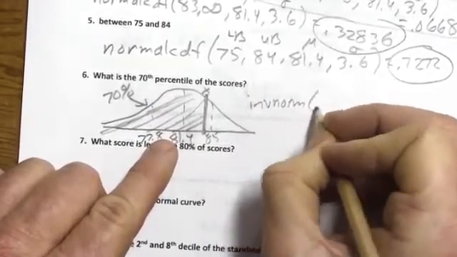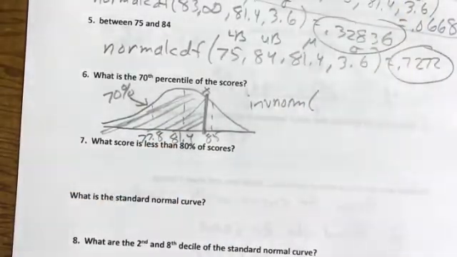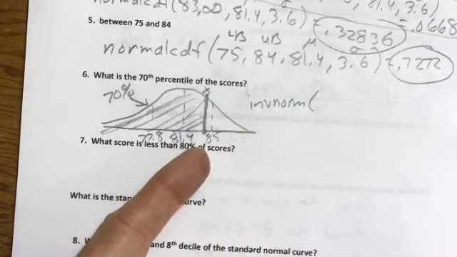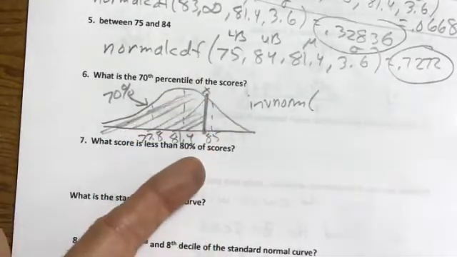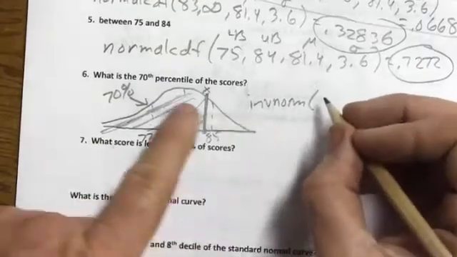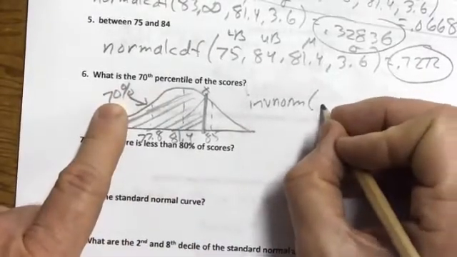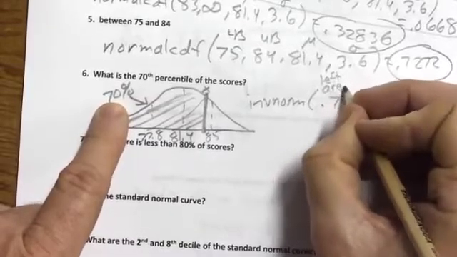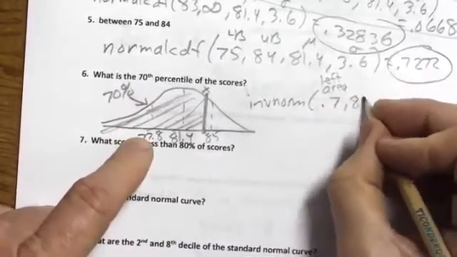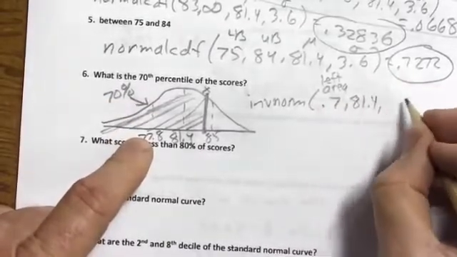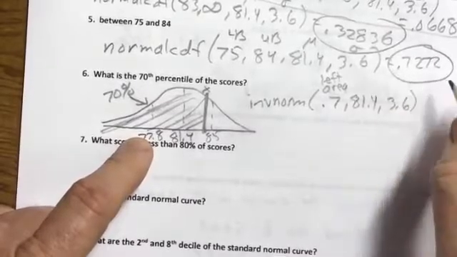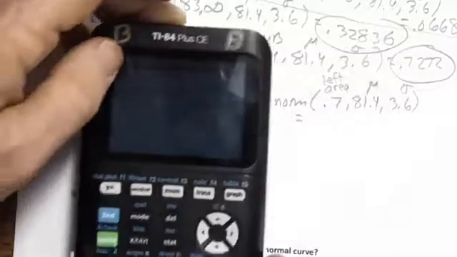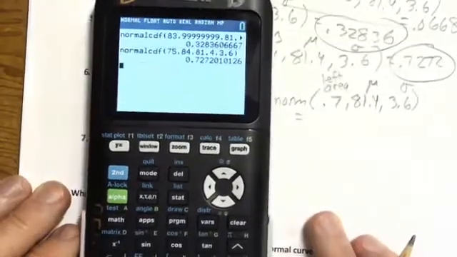It's easy to get inverse norm and normal CDF mixed up. But if you thought to do normal CDF here, what would you enter for your upper and lower bound? You wouldn't know what your upper bound was, so it wouldn't work. So we do inverse norm. Our area, we put in decimal form, 0.7, and we label this as our left area. Then you put the mean and standard deviation, 81.4 and 3.6. So this would be my mu, this would be my sigma. And so here we go. Inverse norm is right below normal CDF.